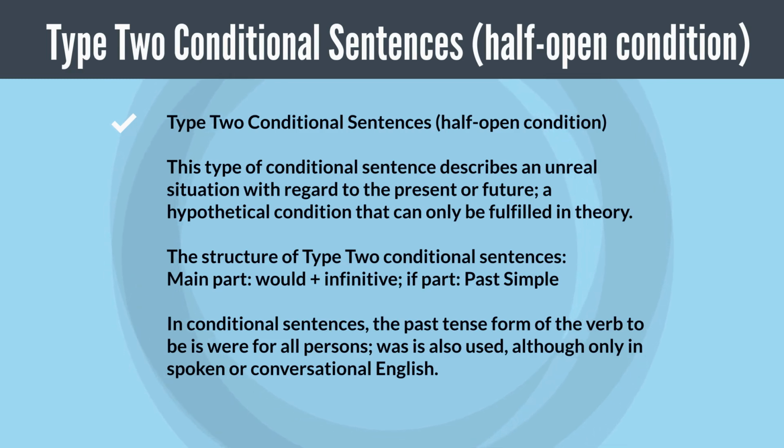The structure of Type 2 conditional sentences. Main part: would plus infinitive. If part: past simple. In conditional sentences, the past tense form of the verb to be is "were" for all persons. "Was" is also used, although only in spoken or conversational English.